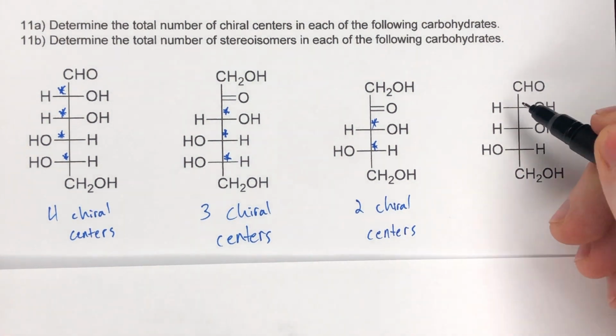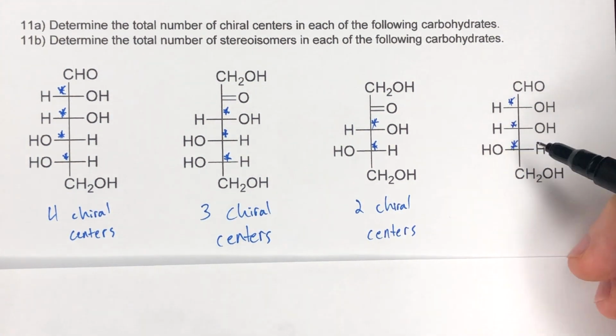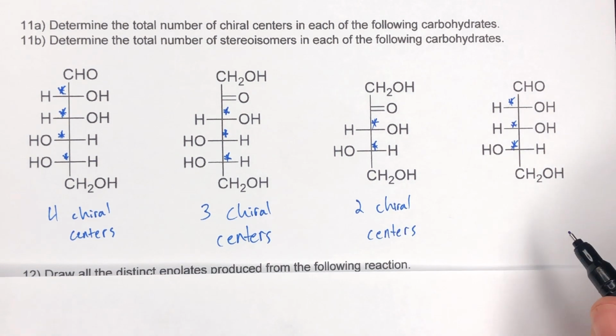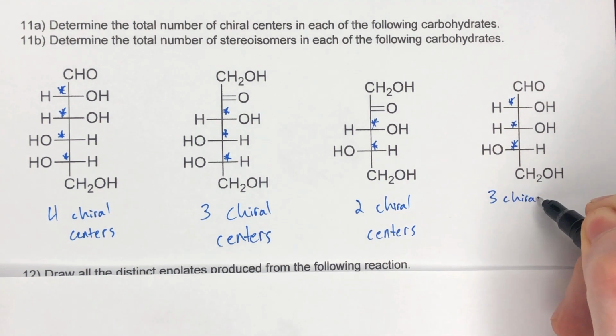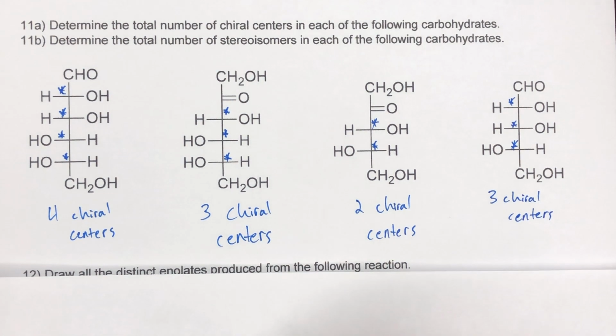Okay, and then we move to the last one, which is the aldose. So now we've replaced that ketone group with an aldehyde, and that has increased our total number of chiral centers. So we end up with 3 chiral centers for this molecule.